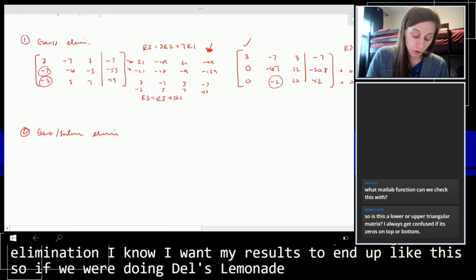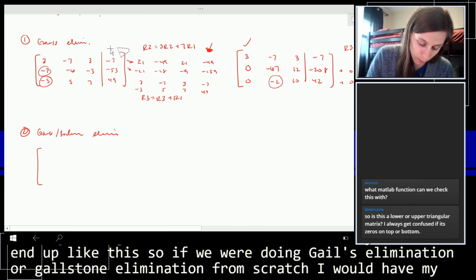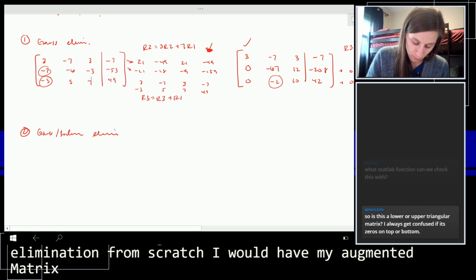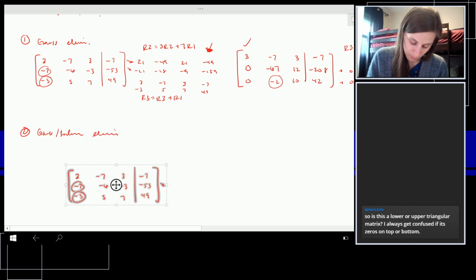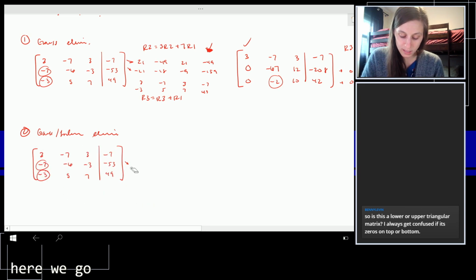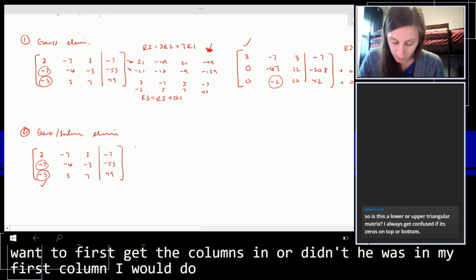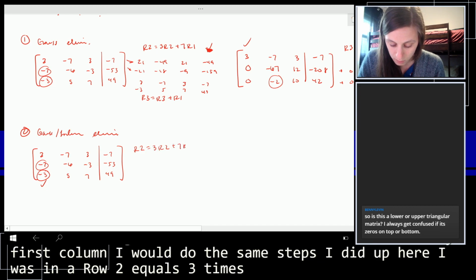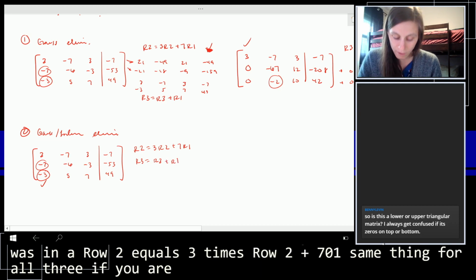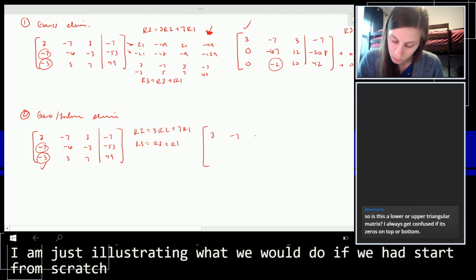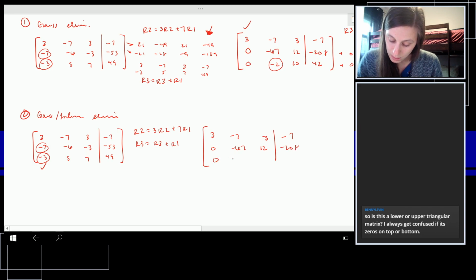So if we were doing Gauss elimination or Gauss-Jordan elimination from scratch, I would have my augmented matrix. And I would go through more or less the same steps. I would want to first get zeros in my first column. I would do the same steps I did up here. I would say row 2 equals 3 times row 2 plus 7 times row 1. Same thing for row 3. If you already have RREF, you do not need to start from scratch. I am just illustrating what we would do if we had to start from scratch. So I would get the same answers I got above.